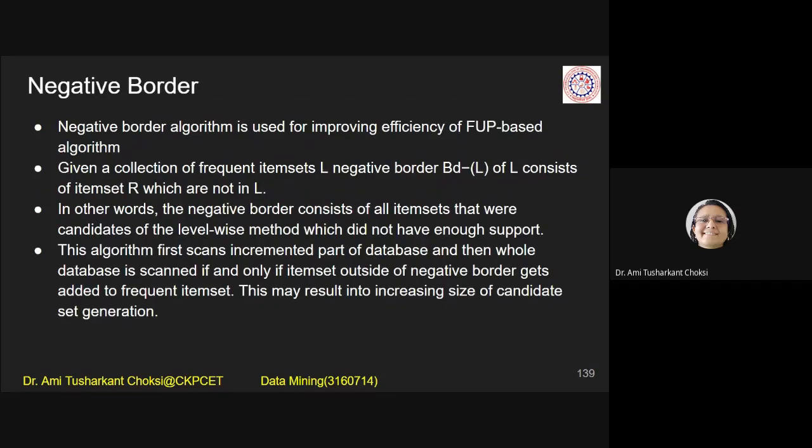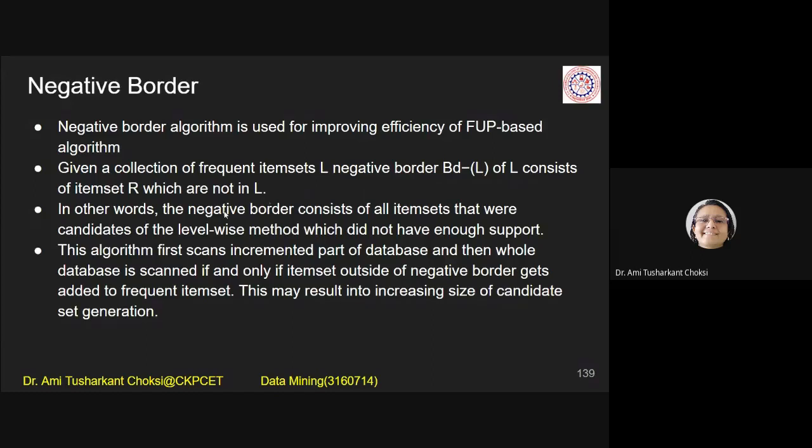Next is the negative border algorithm. What is that? The negative border algorithm is used for improving the efficiency of FUP based algorithms. Given a collection of frequent item sets L, the negative border BD minus L of L consists of item sets R which are not in L. What we are saying is, for the negative border BD minus L, it consists of item sets R which are not there in L, right?